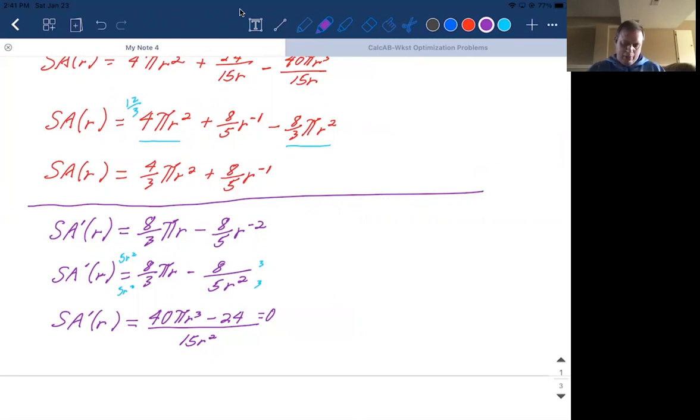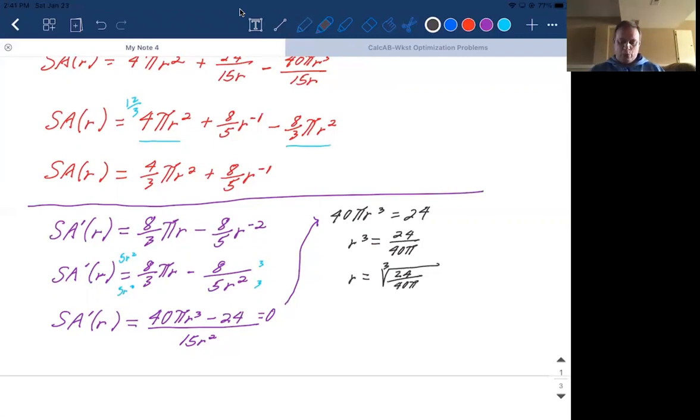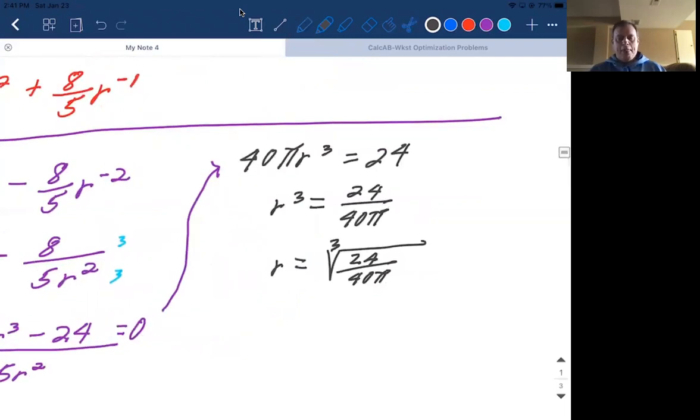So we solve this. Now, when we solve this, we're going to add 24 to both sides, and we're going to then divide both sides by 40 pi, and then we're going to have to take the cube root of that. And this is an exact answer right here. When you put that in your calculator, you got to make sure that you put parentheses around this 40 pi. Otherwise, you're going to get something really, really different.